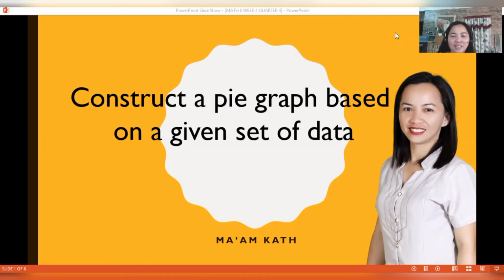Now, I will be discussing how to construct a pie graph based on a given set of data. Dito, ituturo ko sa inyo kung paano tayo gagawa ng isang pie graph o yung tinatawag nating circle graph.